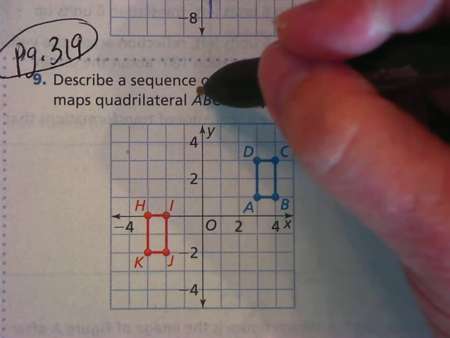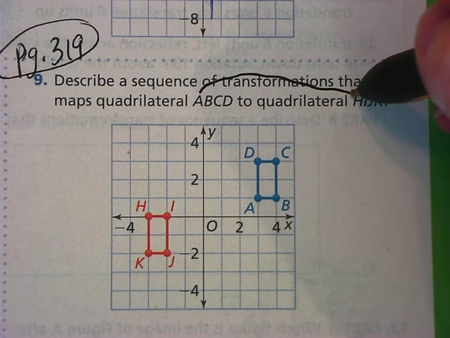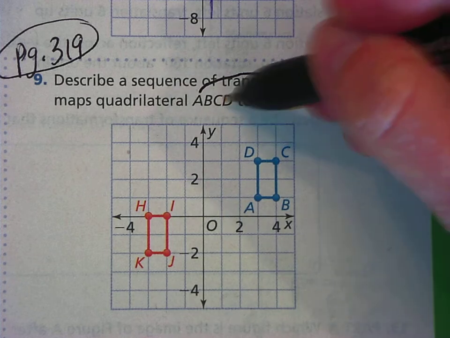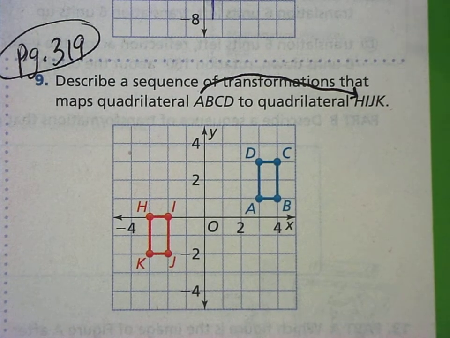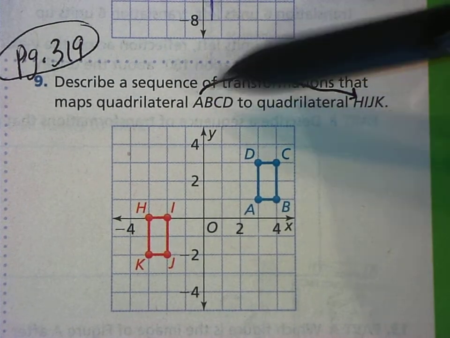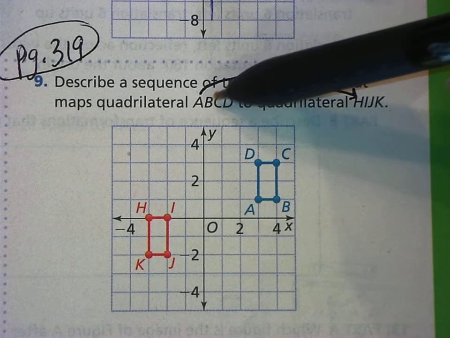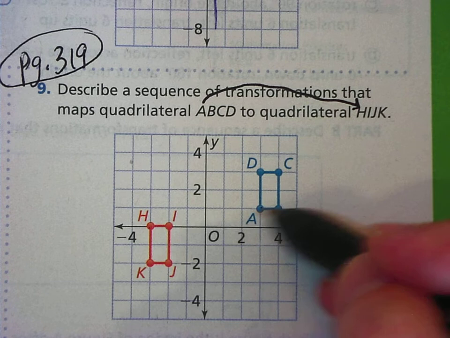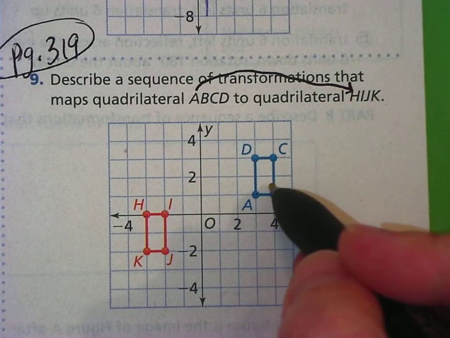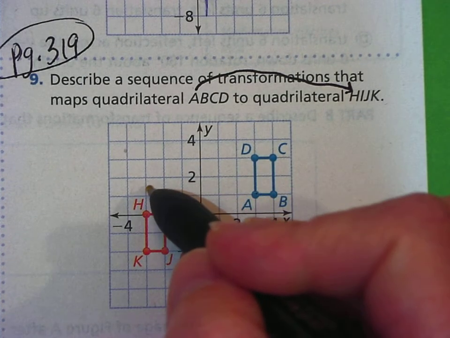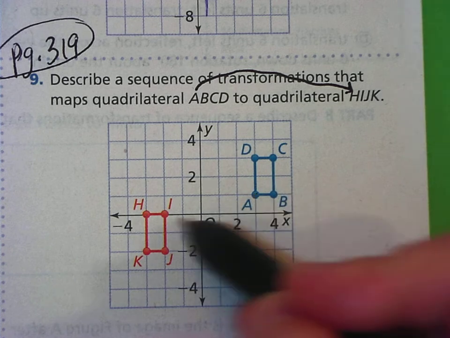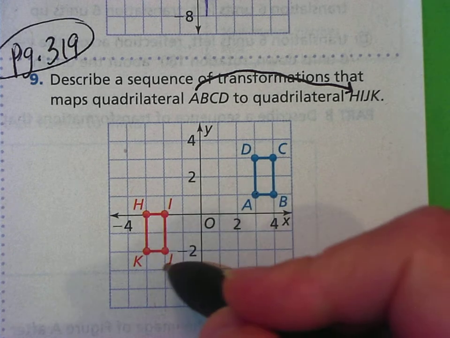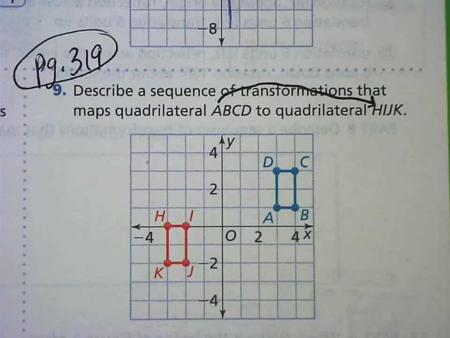HIJK. So A has to land on H because those both come first in the order of the name. B has to land on I because those both come second. So if A has to land on H and B has to land on I, that means if I just slide this over and down, A is not going to land on H where it should, it's going to land on K. So it's going to take more.